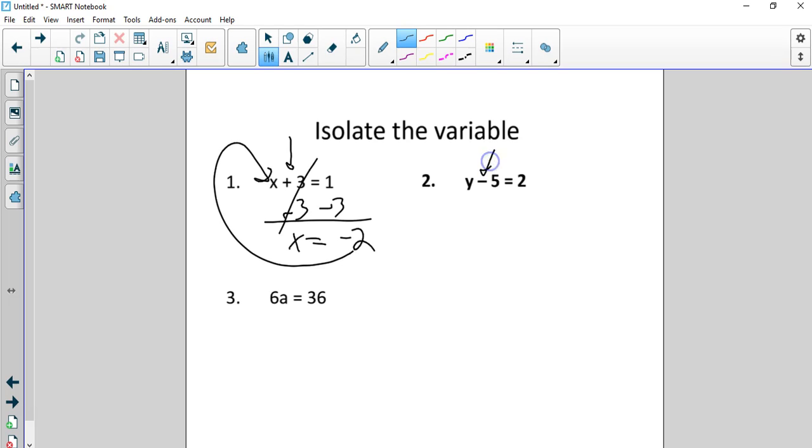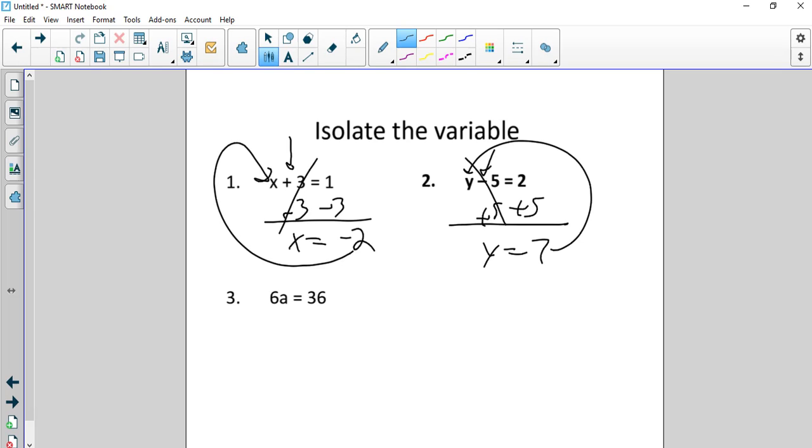What's happening here? It's being decreased by 5, so we're going to add 5 to both sides. That cancels, giving me y equals 7. Again, we can plop this back in here. 7 minus 5 is 2. Good to go.